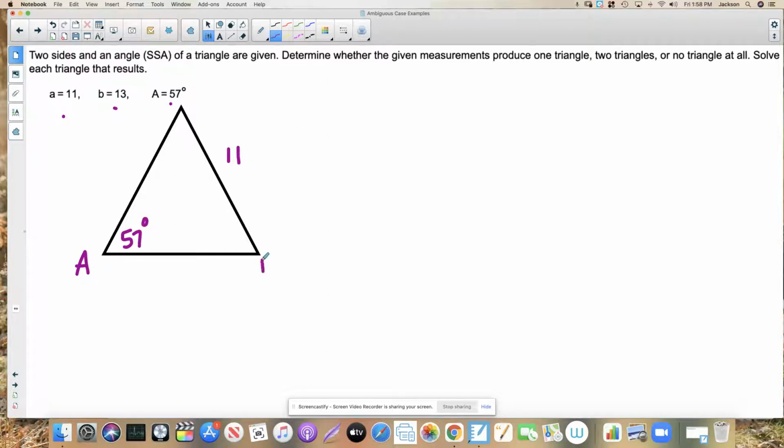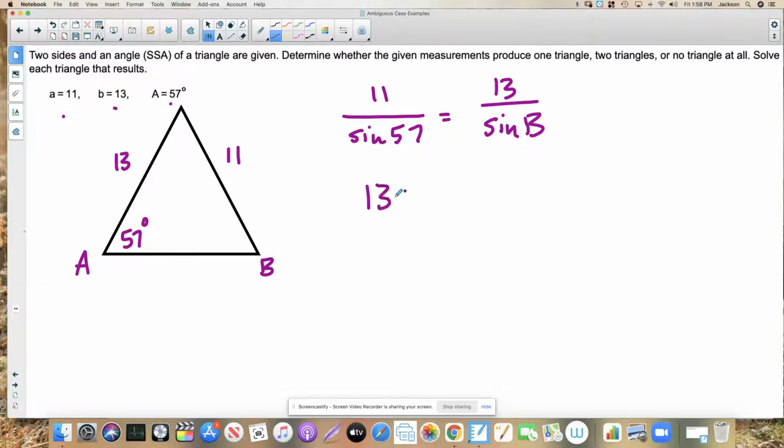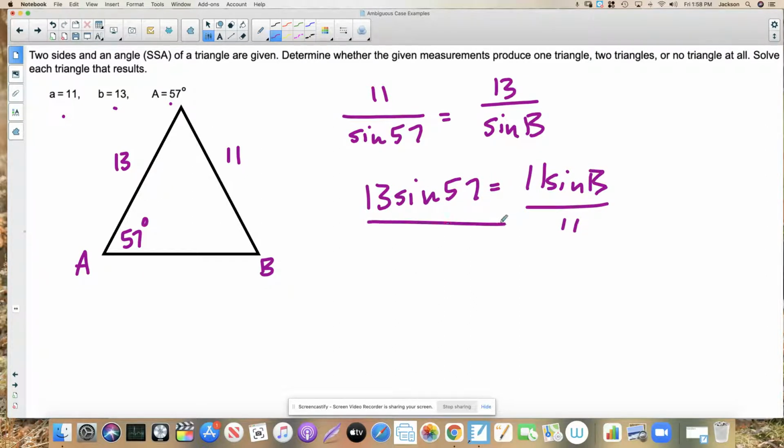Let's make this 11. Let's put angle B here. Let's make the side across from that 13. And like we've said in previous videos, we know here that we have an opposite side and angle relationship pair here. So I can set up a full ratio in the law of sines. And then I'm going to use this proportion to solve for B. Cross multiply, we get 13 sine 57 equals 11 sine B, and then we divide by 11 to start isolating that unknown value of B.